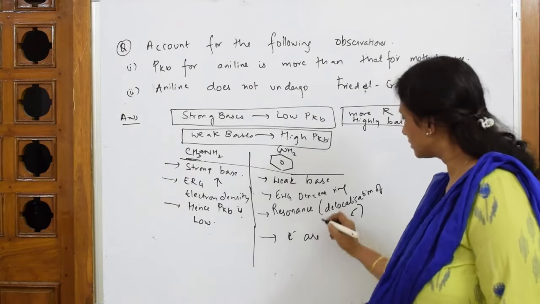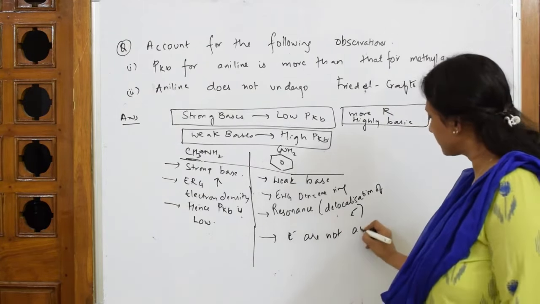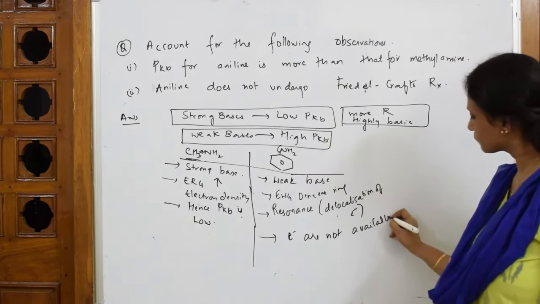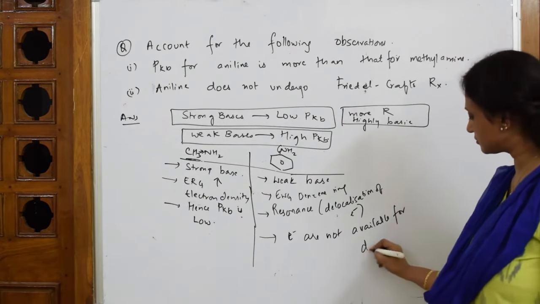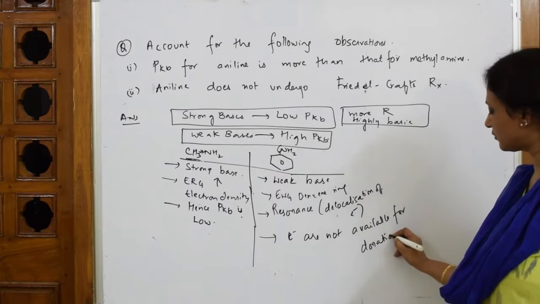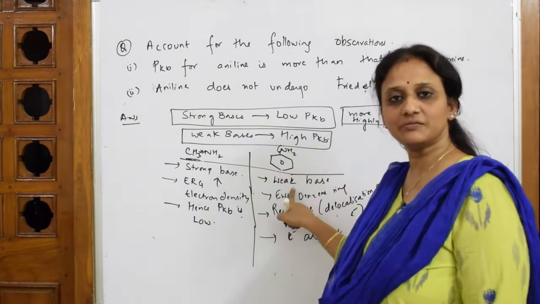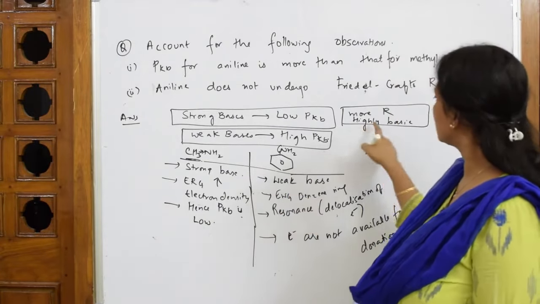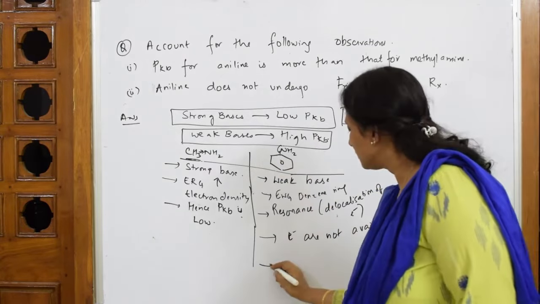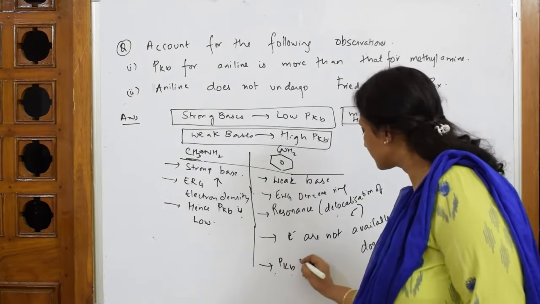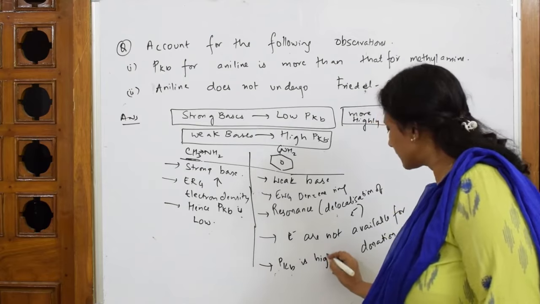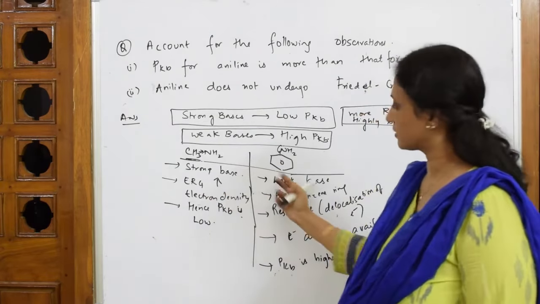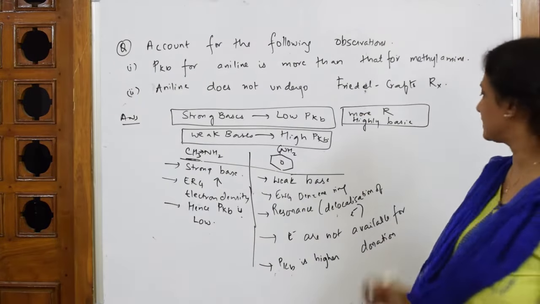Electrons are not available for donation. When it is not available for donation, automatically it is the weak base. When it is weak, what will happen to the pKb? pKb is higher. So simple thing. What should you do? Start comparing. Then only you can easily write an answer.